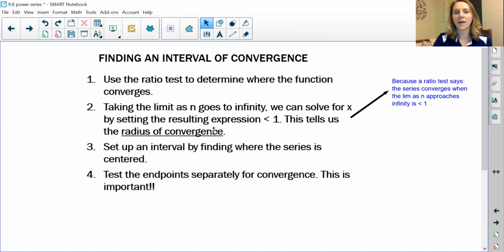And so this tells us the radius of the convergence. So then we're going to set up an interval by finding where the series is centered, and then we'll test the endpoints separately for convergence. And that's important because we need to know if we can include the endpoints in the interval or not.